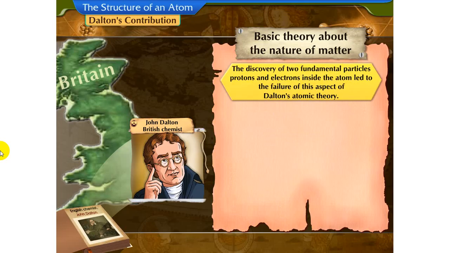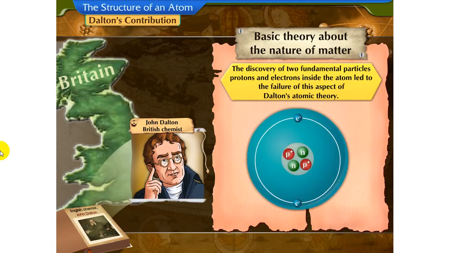But the discovery of two fundamental particles, protons and electrons, inside the atom led to the failure of this aspect of Dalton's atomic theory.